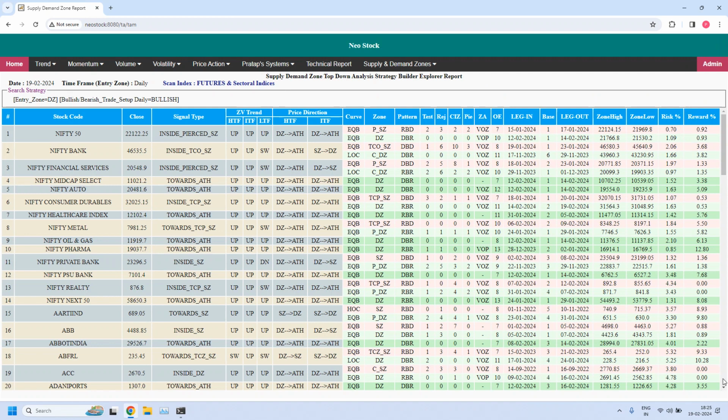But the list is very big. Currently Nifty is near all-time high, so the majority of the stocks are supporting bullish trade setup. For our reference purpose, let me scroll down. Please remember, I am giving you only a few seconds, otherwise the length of the video will increase. If you want to refer to any stock, just pause the video, and you can study all the columns in this report. After that, you can proceed with this video.